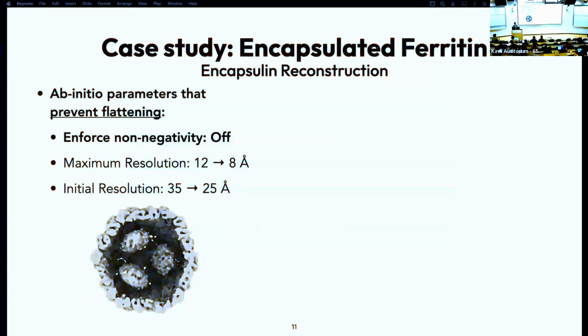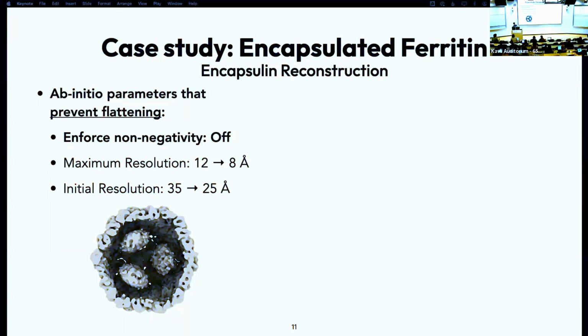For this data set, we went with not enforcing symmetry, and we used the following parameters for ab initio reconstruction. Enforce non-negativity was off. We also changed maximum resolution and initial resolution, bumping these up, or the numbers down, to 8 angstroms and 25 angstroms, respectively. I changed both of these because I wanted ab initio reconstruction to focus on medium and higher resolutions right from the beginning. At low resolution, all these particles look basically like circles or rings, as we used in blob picking. So nudging these values up a bit just gives ab initio a bit more information to work with right from the start.